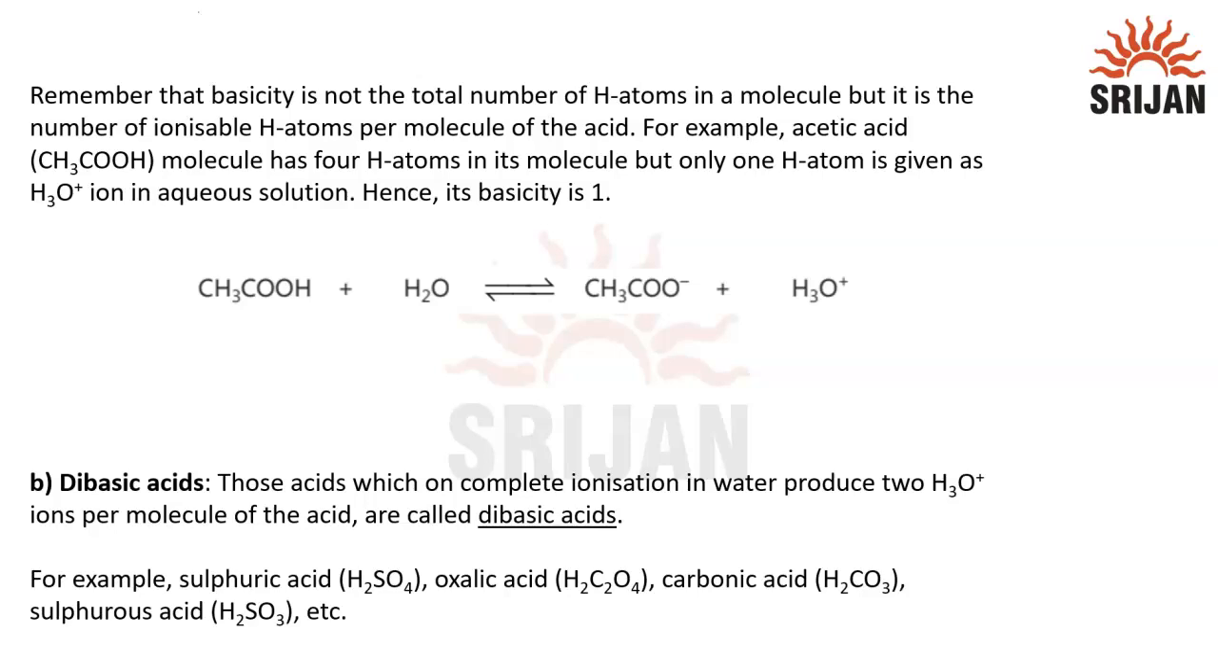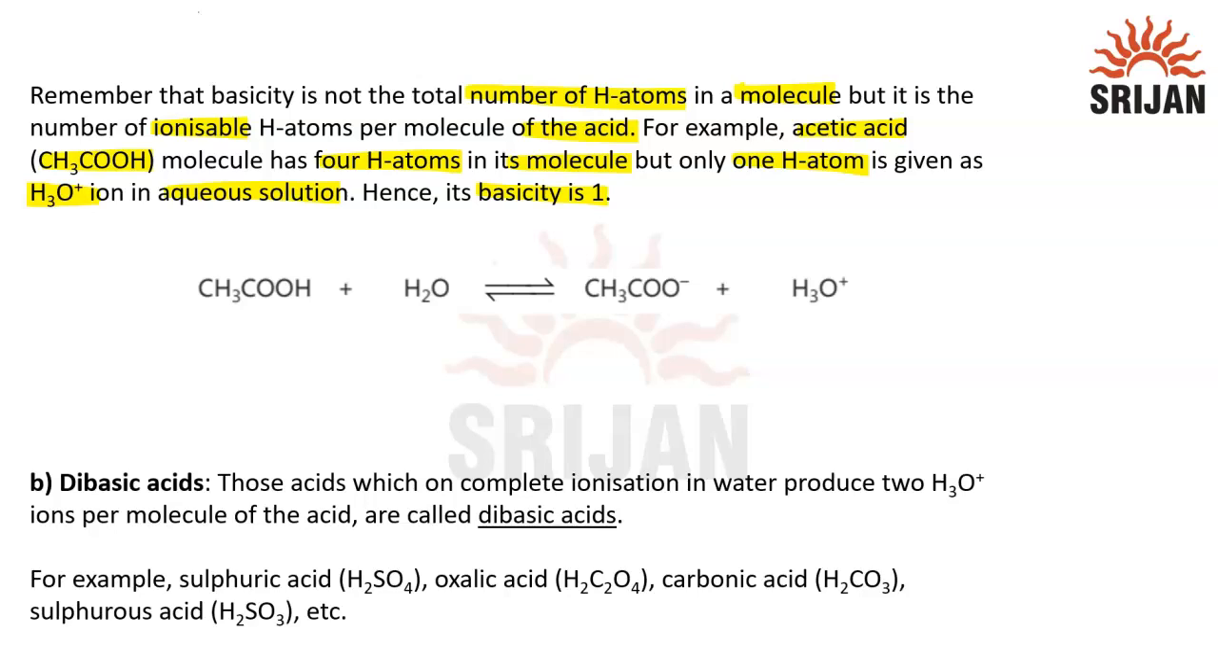Remember that basicity is not the total number of hydrogen atoms in a molecule, but the number of H plus ions which are ionizable. Hydrogen atoms which are specifically ionizable contribute towards the basicity of the acid. For example, acetic acid, CH3COOH, has 4 H atoms in its molecule, but only one H atom is ionizable and gives H3O positive or hydronium ion in aqueous solution. Hence, its basicity is 1, not 4.